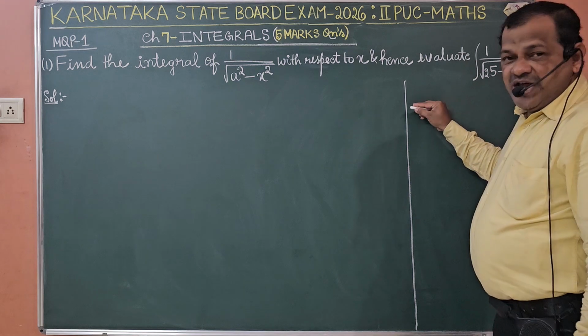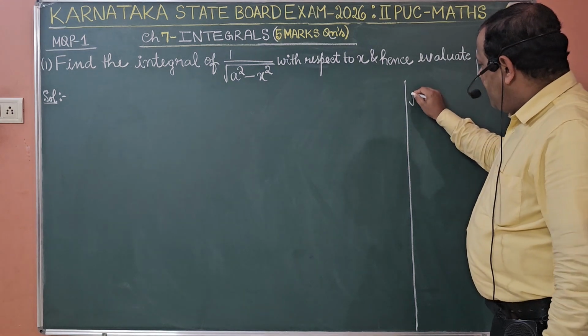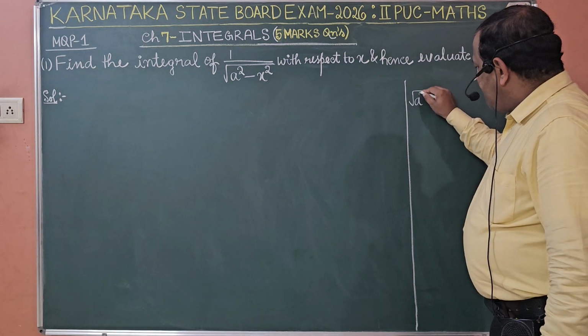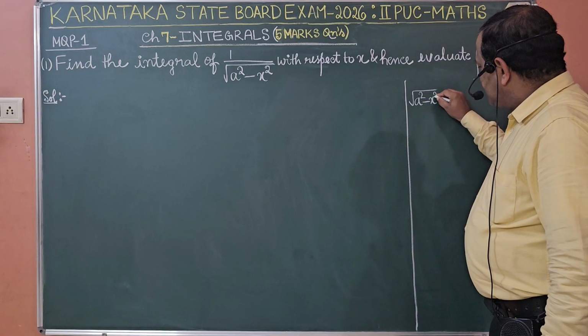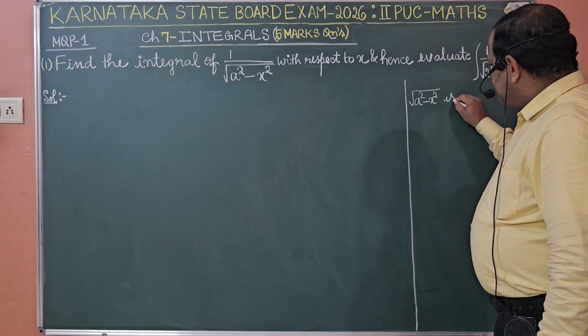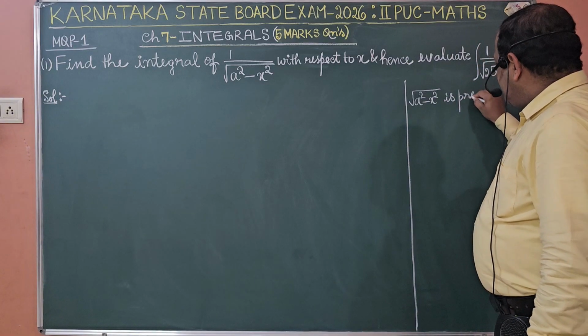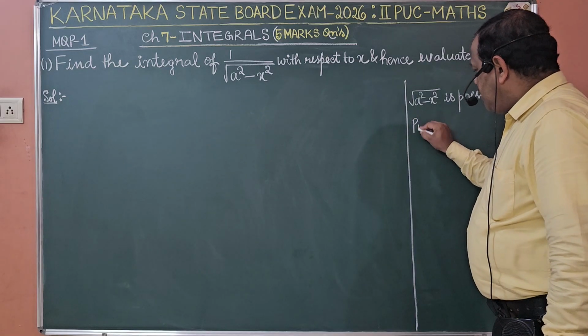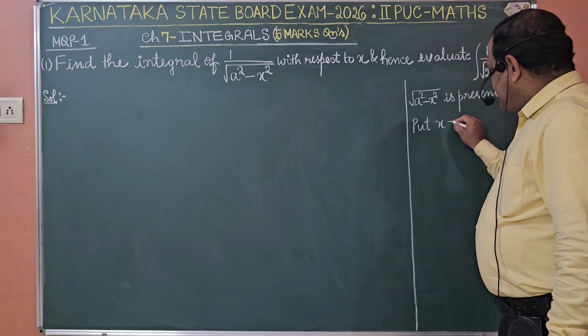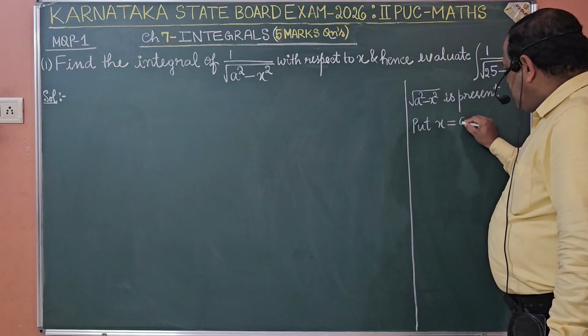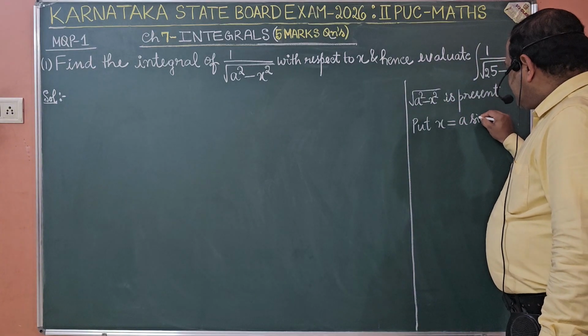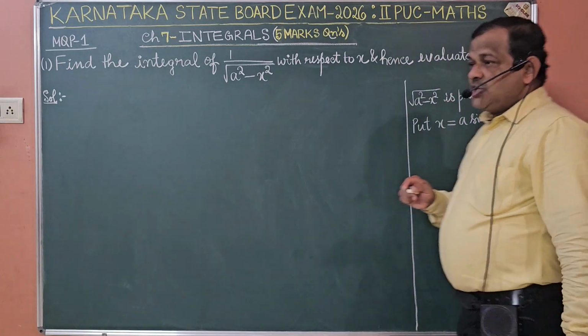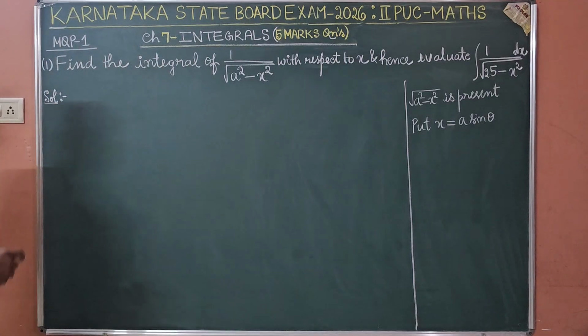Say, first I will write in the rough work side. Whenever this type of term, square root of a square minus x square, is present, the substitution to be done is: put x is equal to a into sine theta. So I will begin on this side.